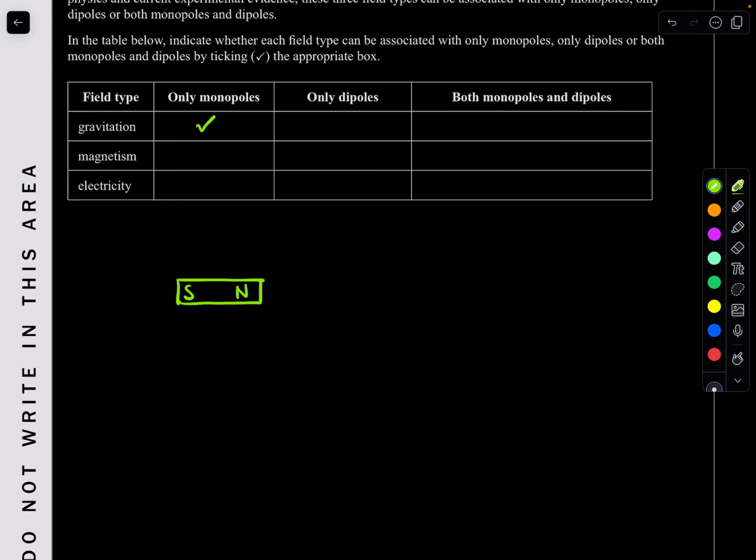And you cannot really create a monopole from it, because even if you break it, you will create 2 sections of, again, a north and a south. You cannot break a magnet and create a monopole. It's always going to be 2 poles, so it can only exist as dipoles.